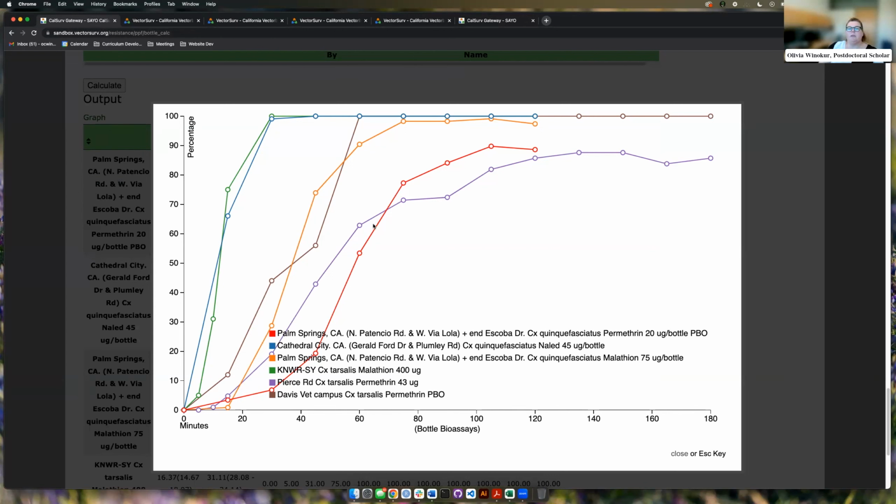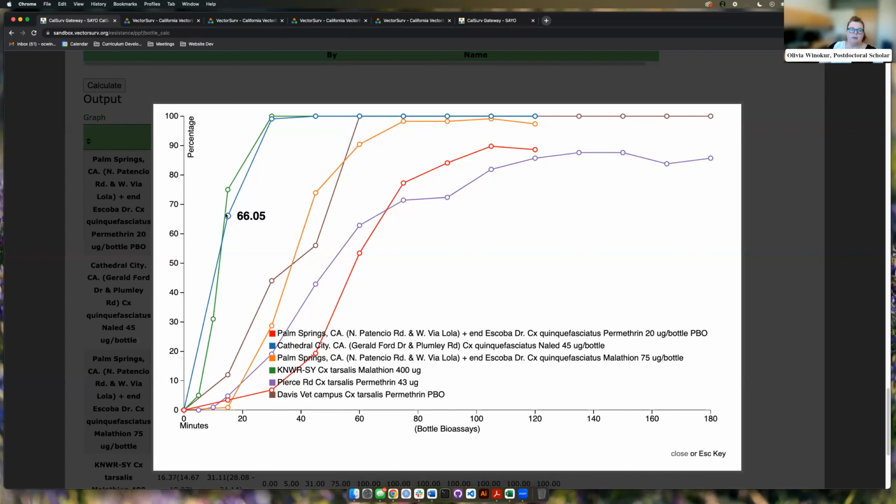So this is a way for you to get those bottle bioassay outputs for your reports or whatever you may need them for. Again, the way we read this is that this amount of mosquitoes were knocked down by this amount of time.